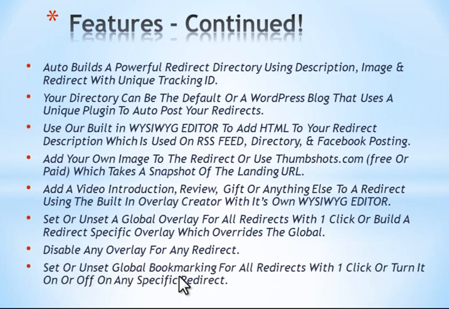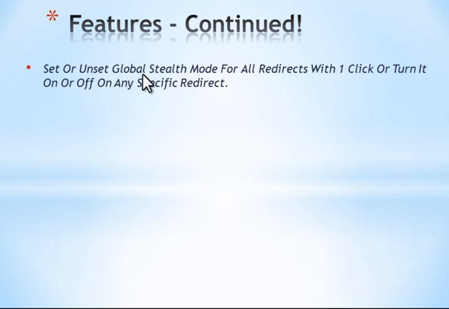You can set or unset our global bookmarking, so you can have the social bookmarking bar showing on every redirect if you prefer, and it's all with one click. We have global stealth mode. If you're not sure what stealth mode is, it's basically your redirect is the URL in the address bar, but the page that is seen on the landing page is the actual product page of what you're promoting. Okay, so it basically hides where they actually are. Okay, I'll show an example of that in the other tutorial.